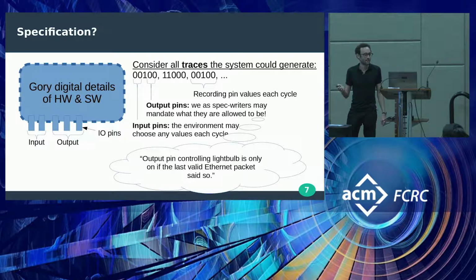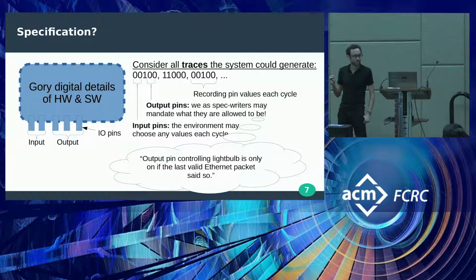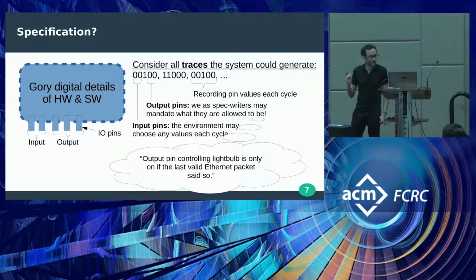So for this particular example of the light bulb controller, basically we're saying that there's a particular output pin that controls whether the light bulb is on or not, and its value should depend on whether the last valid Ethernet packet that was streamed in over the input pins said turn on light bulb or turn off light bulb. So you can formalize this in logic and math, exactly what this means as a predicate over these traces of instant readings of the values on these pins.